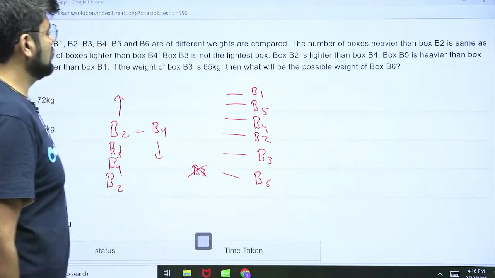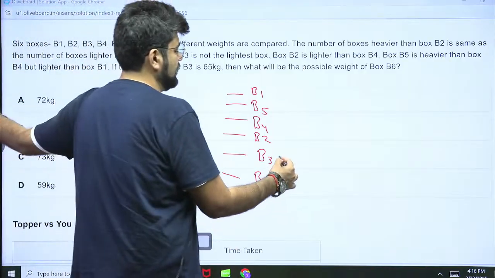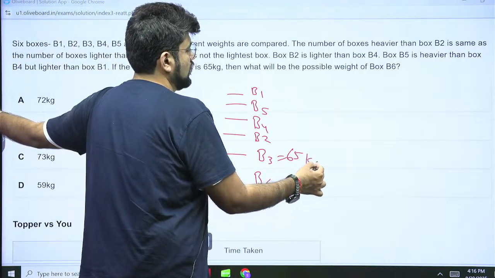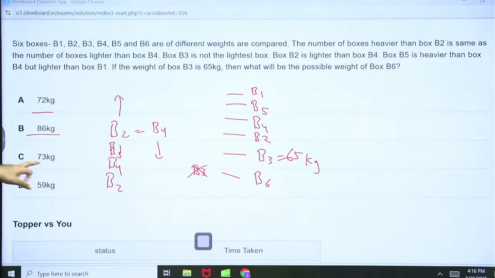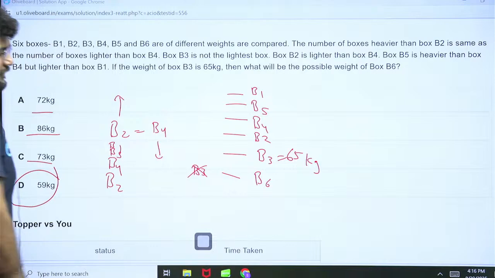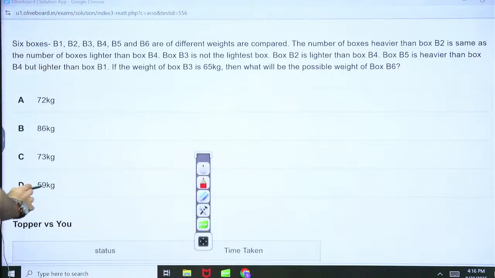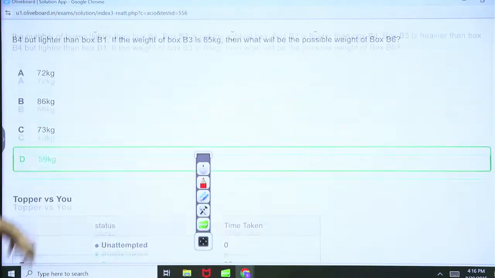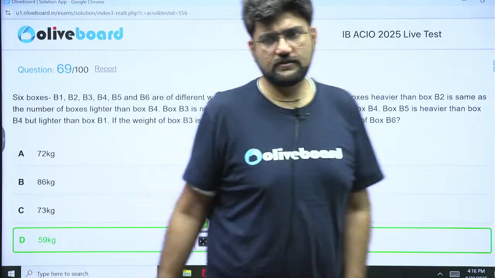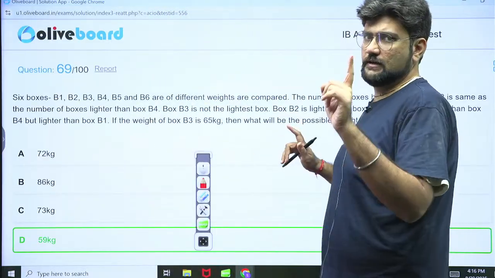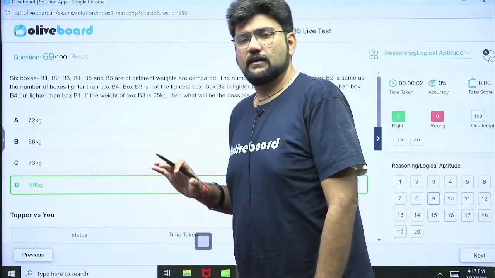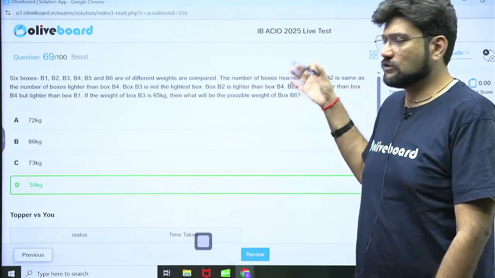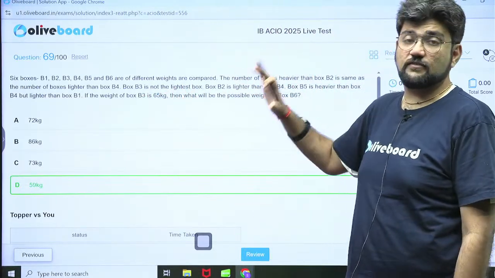The question is, weight of box B3 is 65 kg. What will be the possible weight of box B6? So it has to be lighter than 65 kg. That's it. Okay, 72, 86, 73, 59. Option D is the right answer. Right? 82 seconds. Okay. Not bad still, but this was easily doable in a minute. 60 seconds were sufficient for this question. Even though 60 is too much here, still 60 is fine.